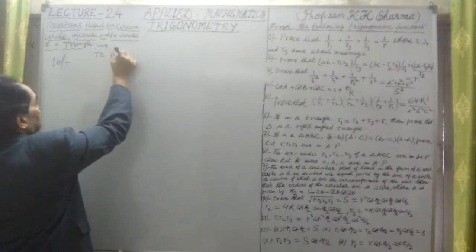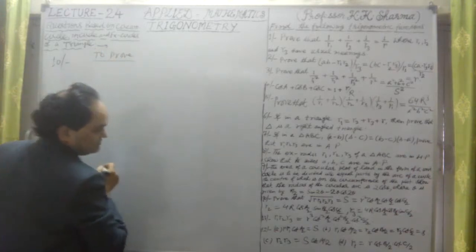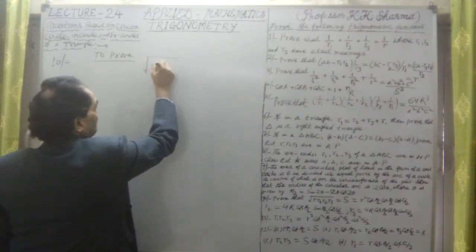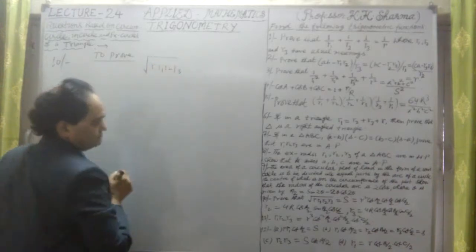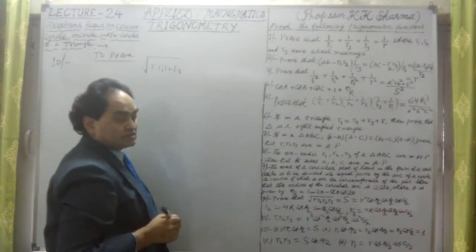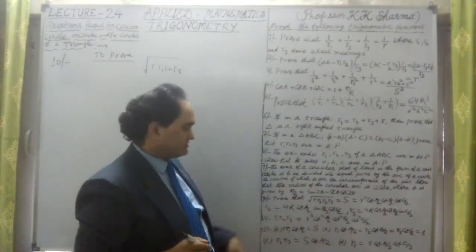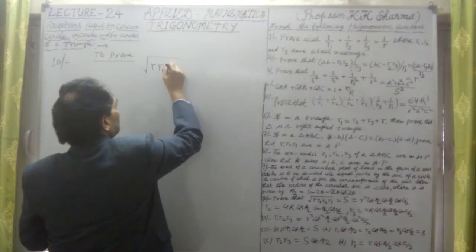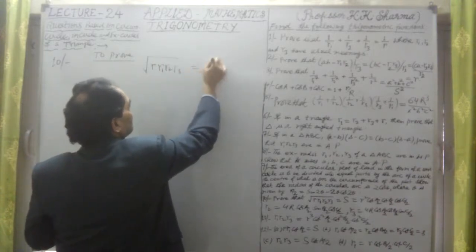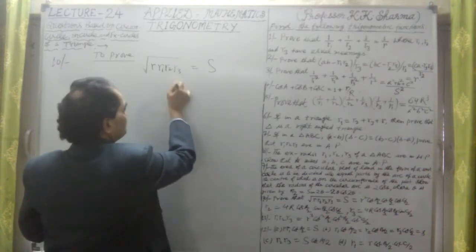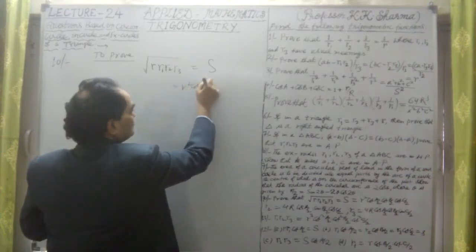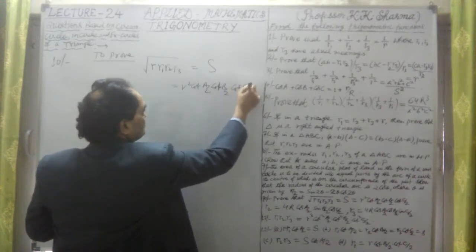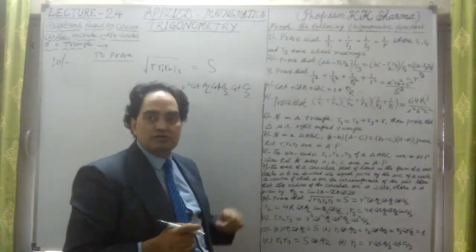Question number 10 says that prove that the square root of r into r1, r2 into r3, all the r's: in-circle's radius and the three ex-circles' radii, multiplication of them under the square root, is equal to capital S, area of the triangle, is equal to small r square into cot A by 2 into cot B by 2 into cot C by 2. This we have to prove here. Okay, let me take the left hand side.